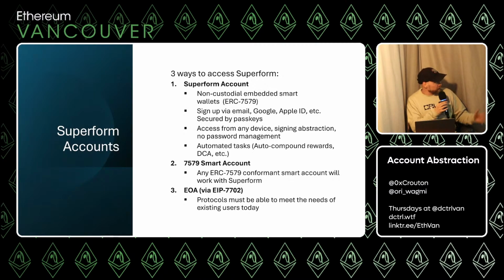Alternatively, if you don't want to use a Superform account, you can import, because we're building on this 7579 standard, you can import another conformant smart account from some other application, because lots of other apps are starting to build on 7579. Safe is one example that you might be familiar with. So if you theoretically have a Safe account already, you can import that and use that in Superform in the same way.